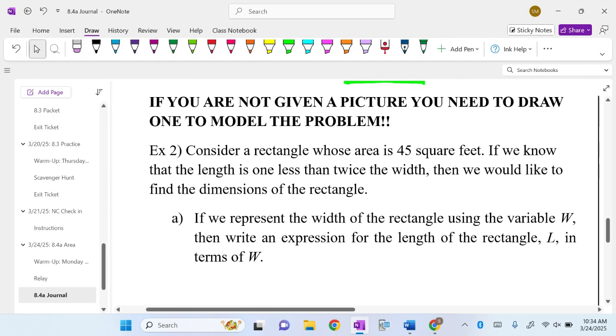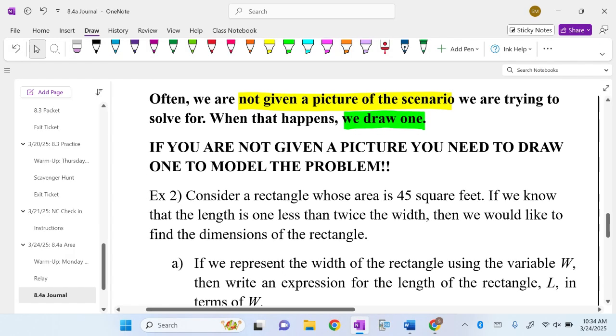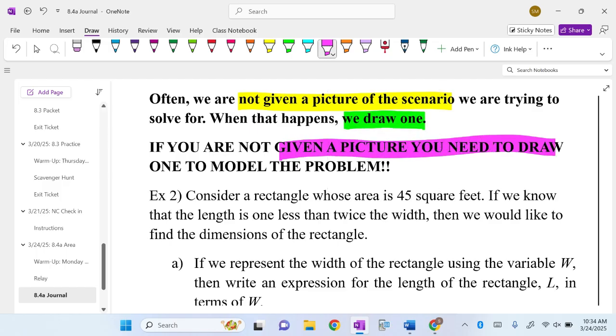Now, if you're one of those that can visualize in your head, that's great. But when in doubt, draw the picture. I can't always visualize it in my head. I always have to draw a picture more often than not. And I have 2 degrees in math. So I'm telling you guys, drawing pictures helps. If you are not given a picture, you need to draw one to model the problem. You want to get into the habit of that whenever you're dealing with word problems in geometry.